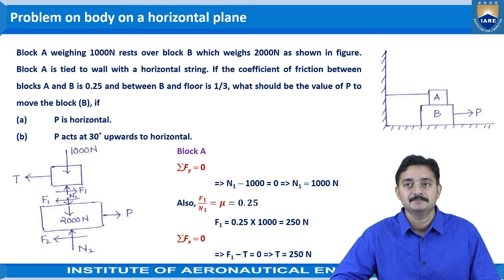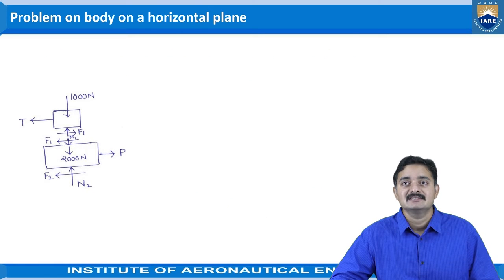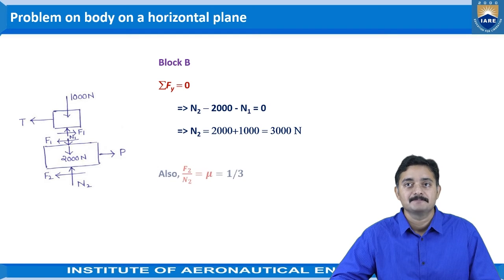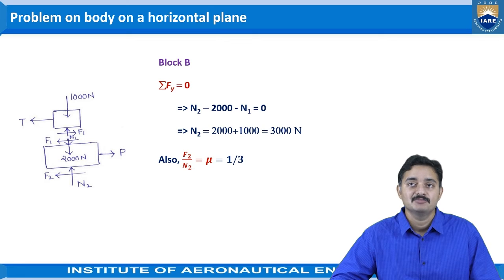Now when we consider block B and apply sigma Fy equal to 0, all the vertical component forces equal to 0, we get N2 minus 2000 minus N1 equal to 0. We already have the value of N1, so the N2 value will be 3000 newtons. Also, the coefficient of friction mu is given as 1/3 in the problem. Substituting this, F2 is obtained as 1/3 into 3000, that is equal to 1000 newtons.